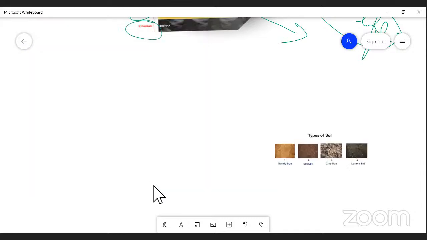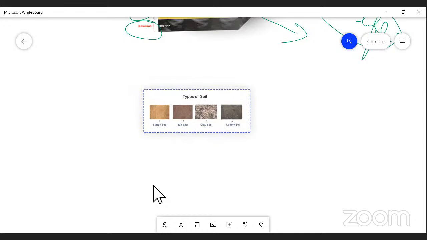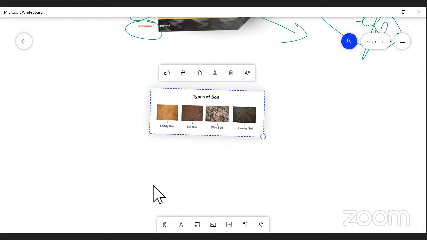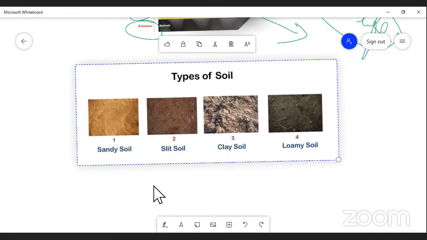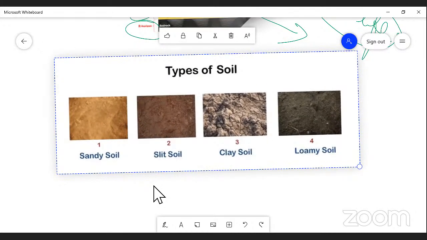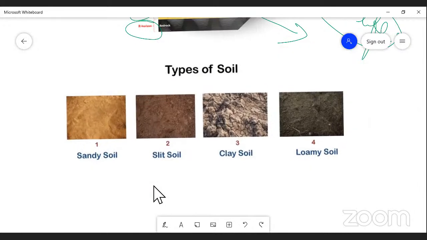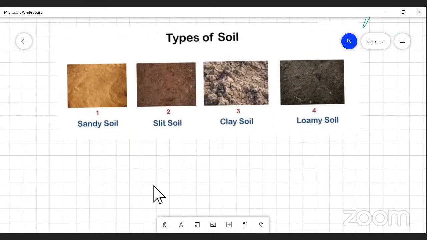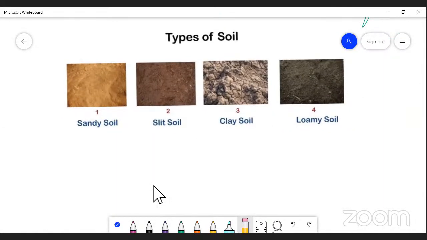Dear students, next we pass on to types of soil. In the first topic, we discussed what soil is and the different layers of soil. Now, soil may be classified into the following types based on size and porosity. The first type is sandy soil, the second is silt soil, the third is clay soil, and the fourth is loamy soil. So these are the types of soil particles.